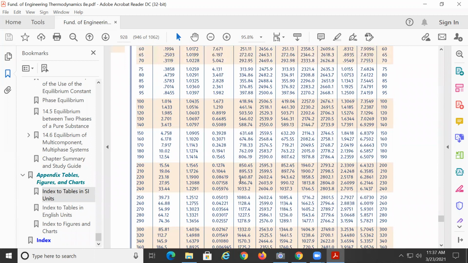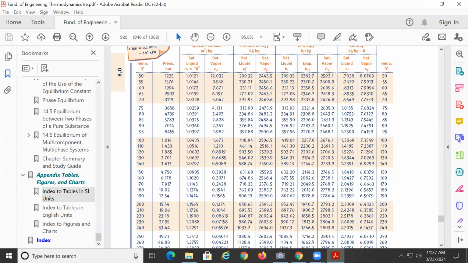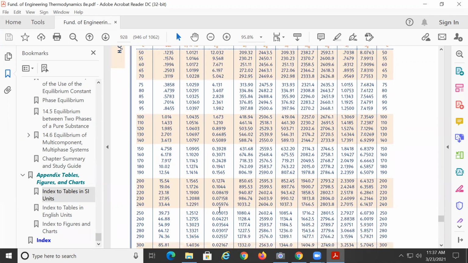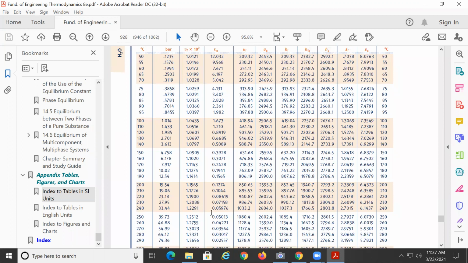What do you have? U sub 1 should be what? You need to find the mixture. So UF, UG, you're going to need UF, UG. 260 is these two columns here. I think it's these two columns over here.